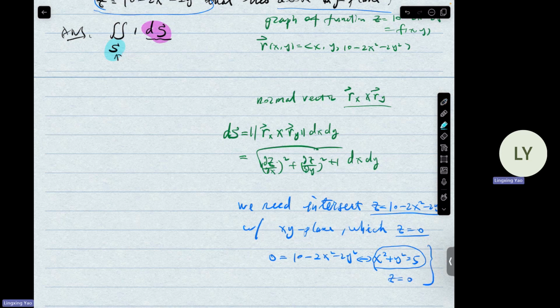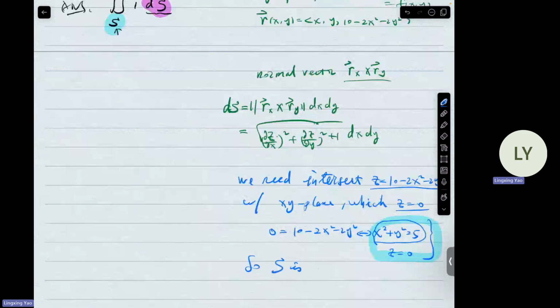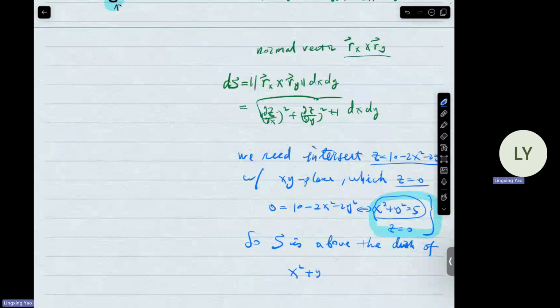Okay, those two conditions are satisfied simultaneously. So that means the part of the surface S is actually above the disk of x squared plus y squared less than or equal to 5.